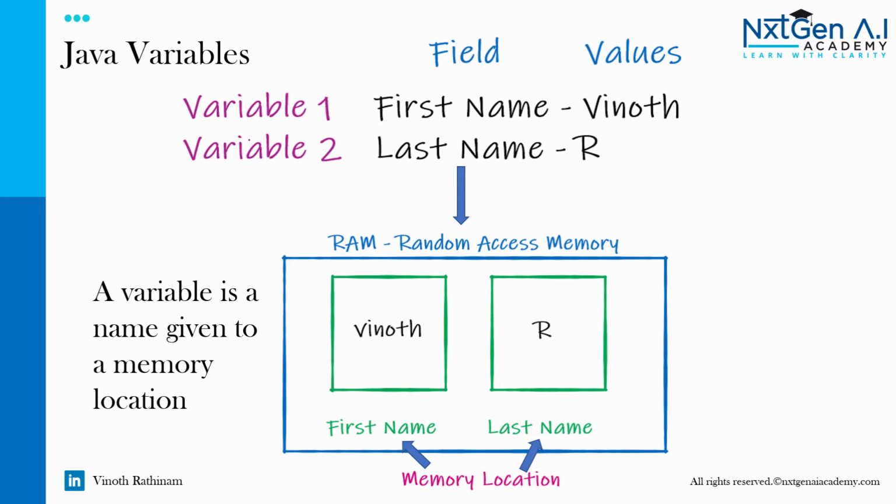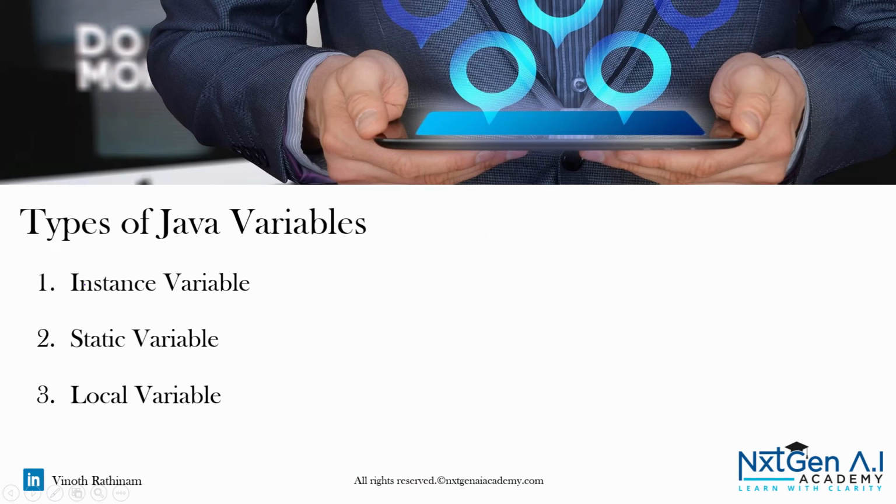Before that, a short recap on Java variables. A variable is the name given to the memory location. So in order to save your value, we will be using the concept of Java variables. Then based on the use of Java variables, it is classified into three types. First one, instance variables, then static variables, then local variables.